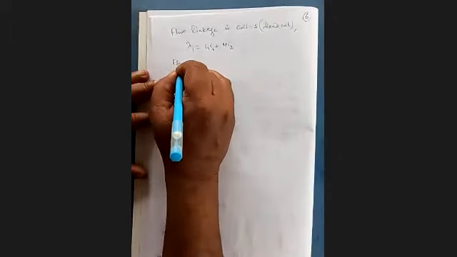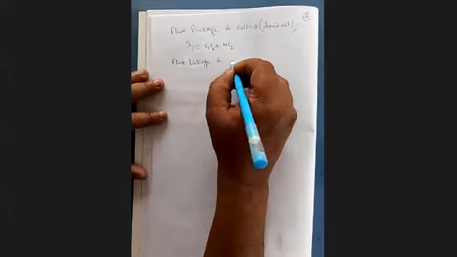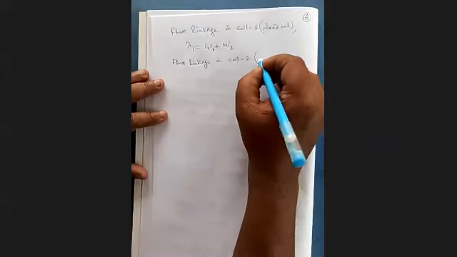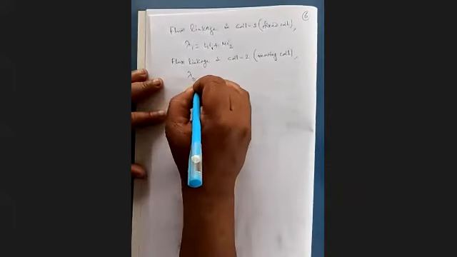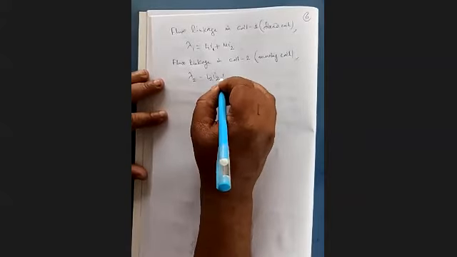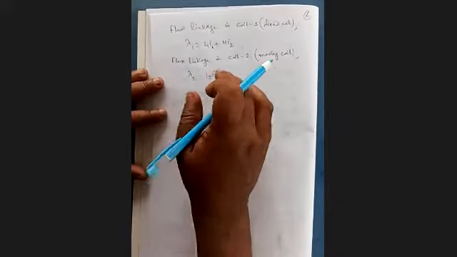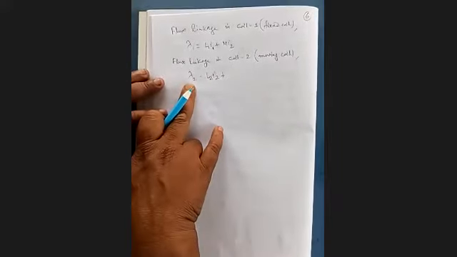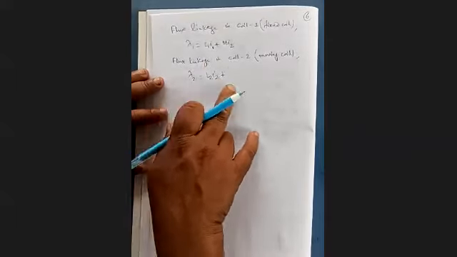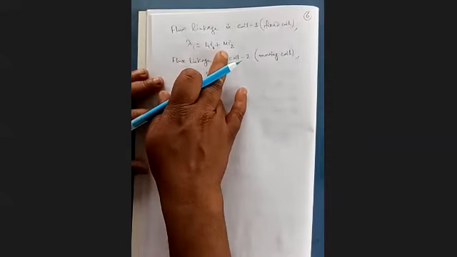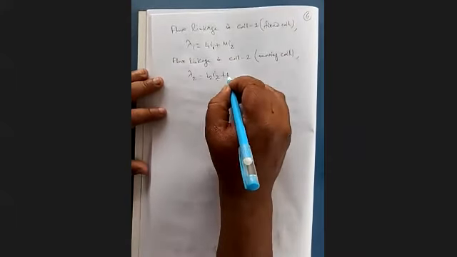Similarly, flux linkage in coil 2, that is the moving coil, is lambda 2 equal to L2 I2. Self-inductance always relates to the current in the own coil, the same coil. Flux linkage in one coil and the current in the same coil are related by the self-inductance. But mutual inductance relates the flux linkage with the coil to the current in the other coil. So it will be M into I1.